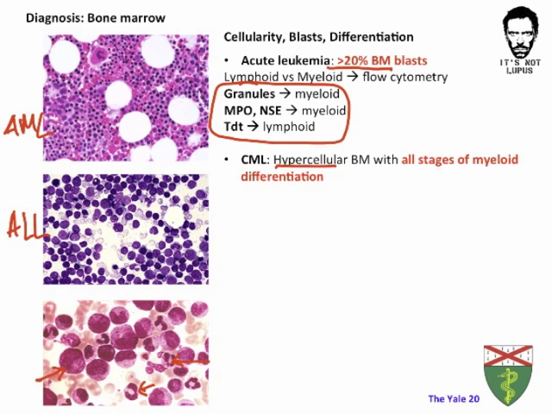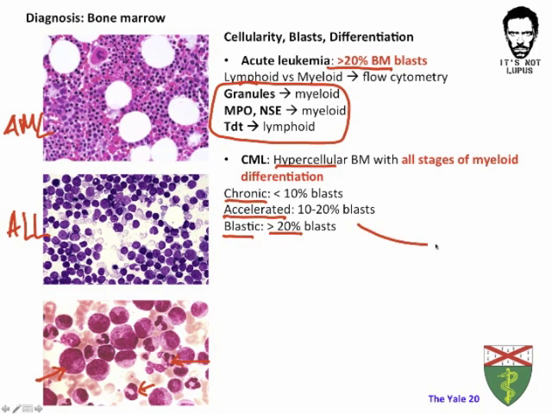There are different stages of chronic myeloid leukemia, which are categorized on the amount of blasts you see. If you only see less than 10% blasts in the bone marrow, it's defined as chronic phase. If it's 10 to 20% blasts, it would be CML that is called accelerated CML. And finally, greater than 20% blasts define a blastic phase. And a blastic phase of CML is really nothing else than CML that transformed into AML.